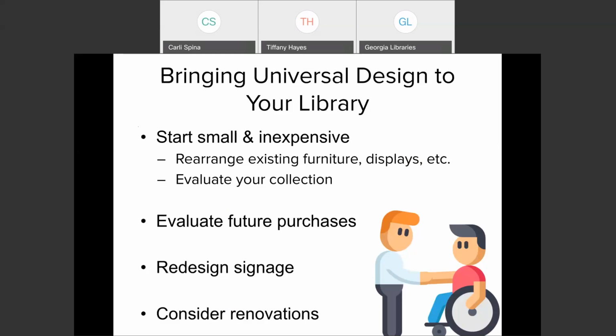And then, if you are able to, consider renovations. And certainly that's not necessarily something that you're going to be able to do overnight, but it's more about when you are considering renovations, make sure that universal design is on your radar. Are you making renovation decisions based on making things usable by the widest number of people possible?